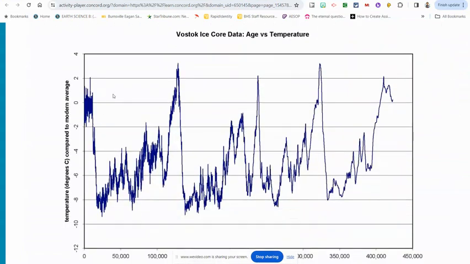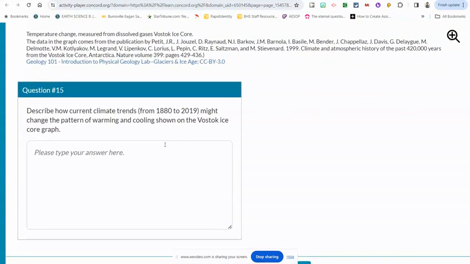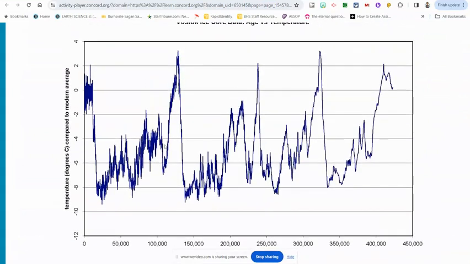And we're going to add that over here. That's what we're seeing over on the very left side of the graph. Understand you'd be going the other direction then to see the future. Describe how current climate trends might change the pattern of warming and cooling shown on the Vostok ice core graph. So to help you with that, understand what I see in the past is a peak, right? And then it drops off again, or a peak, and it drops off rapidly, a peak. What I'm not seeing now is the dropping off rapidly, right? In fact, what we saw is it's not cooling right now, it's actually warming up.